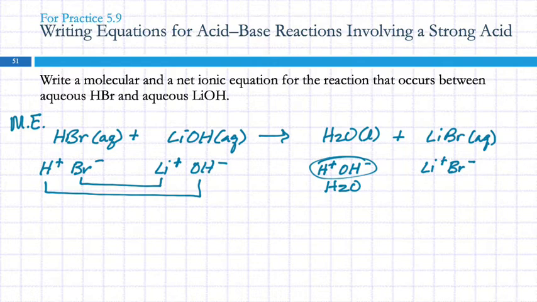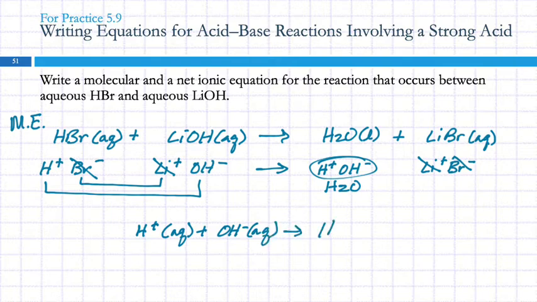So we can look and see, here we have on the left side and the right side, who didn't change? Did bromide change? No. Did lithium change? No. So what do we have left? We have H plus, aqueous, plus OH minus, aqueous, makes H2O liquid. That's the NIE, net ionic equation. That's the net ionic equation for most acid-base reactions. Any questions?